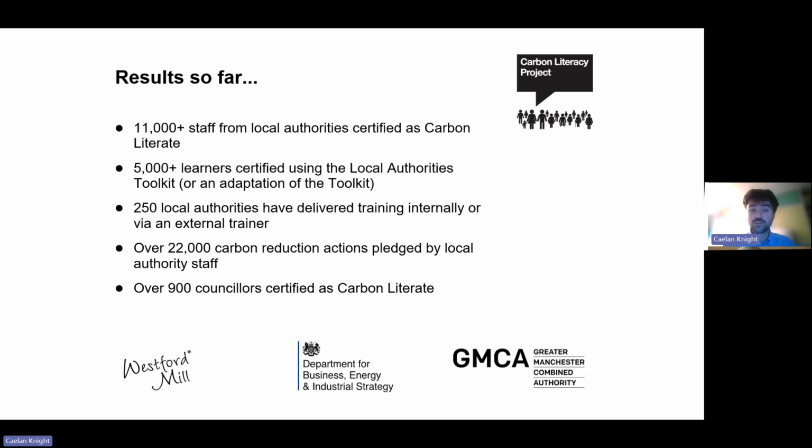Also, we have certified over 900 councillors as carbon literate, and we feel they're a really important audience to get carbon literacy to, given their role acting with constituents and also influencing policy within local government.